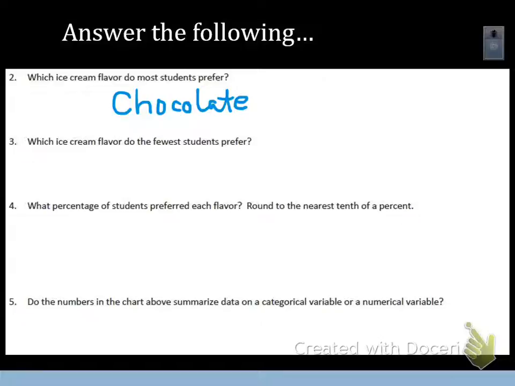Okay, which ice cream flavor do the fewest students prefer? So if I look back at my chart, I see that I either have strawberry or vanilla, and strawberry had 4 and vanilla had 7. So that means that it was strawberry. So I'm going to write here strawberry.